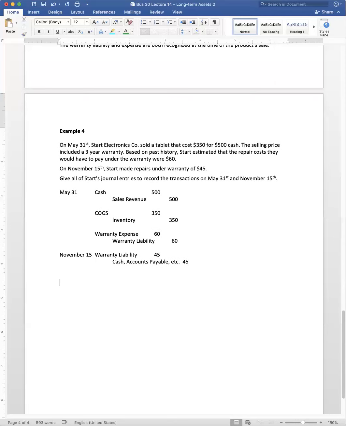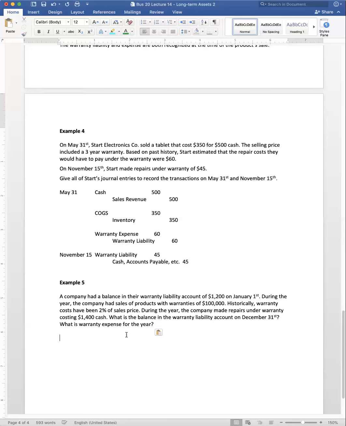Okay, let's try that again with a different example for warranties. A company had a balance in their warranty liability account of $1,200 on January 1st. During the year, the company had sales of products with warranties of $100. Historically, warranty costs have been 2% of sales price. During the year, the company made repairs under warranty costing $1,400 cash. So what is the balance in the warranty liability account at December 31st? And what is the warranty expense for the year?